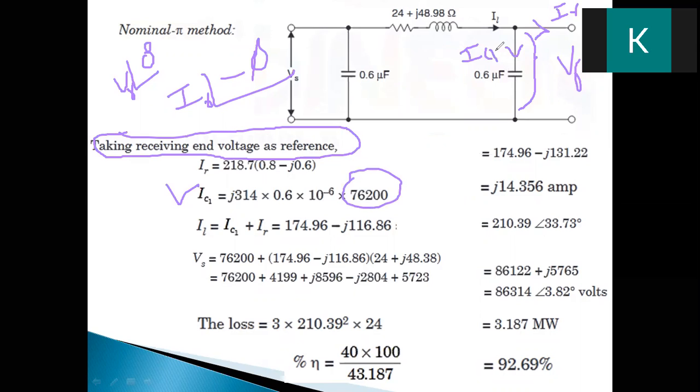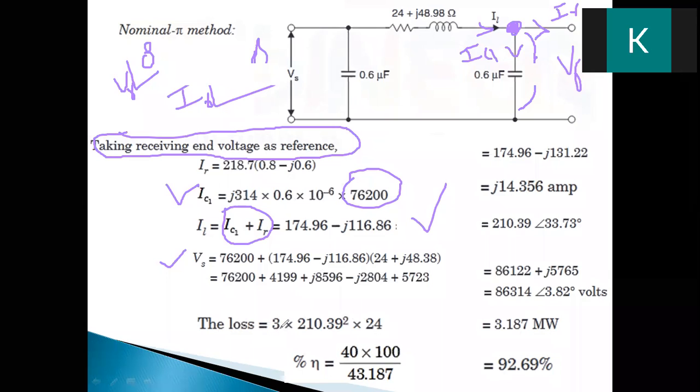So once we get that IC1, apply Kirchhoff's current law at this junction. Kirchhoff's current law says incoming currents are equal to outgoing currents. So the incoming current is IL, and the outgoing currents are IC1 plus IR. Once we know these two currents, we can find out IL simply from this. This is IL. No need to calculate the sending end voltage here. What is the need of the sending end voltage? Once we know that, output plus losses, directly we can use this.